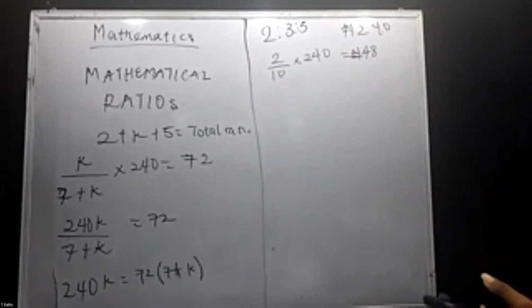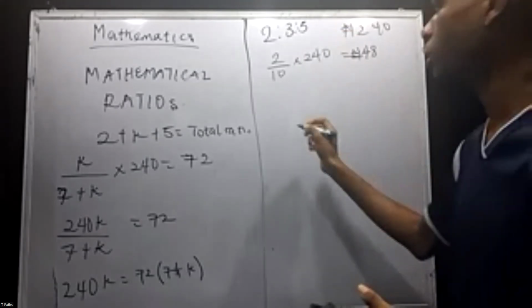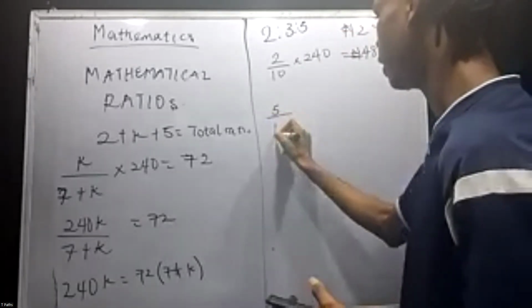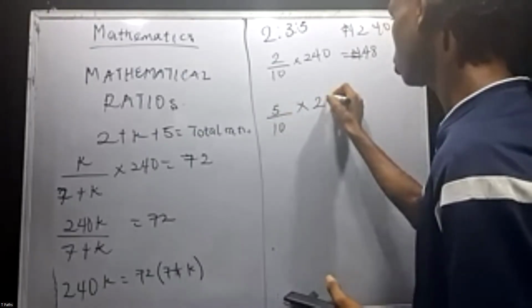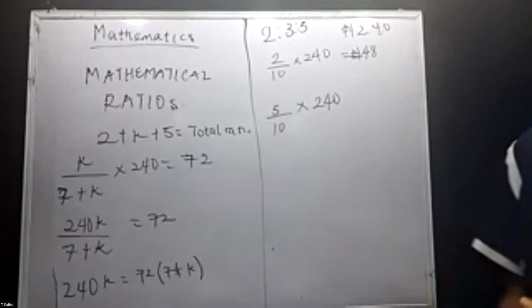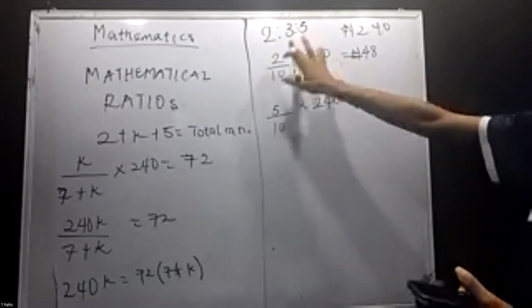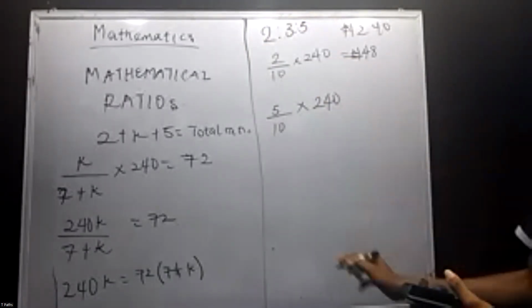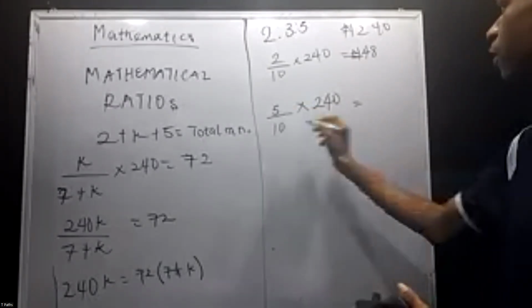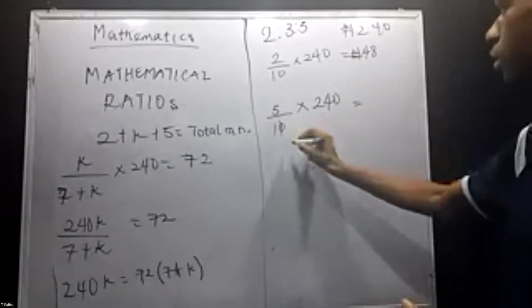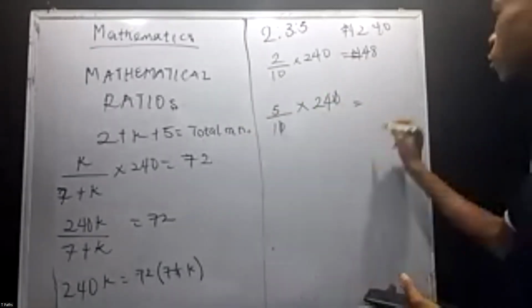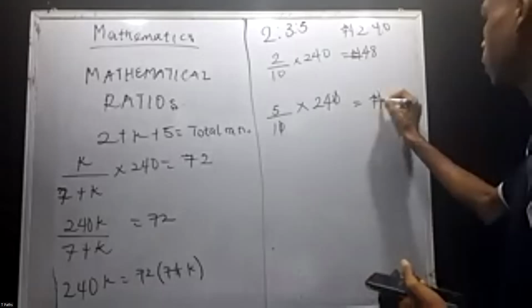Now let me calculate the share of the guy with a ratio of 5. 5 divided by 10 multiplied by 240. So it's basically straightforward. The ratio divided by the sum of the ratios multiplied by the amount shared. So here I'm going to have 24 times 5, this is going to cancel out this. So I'll be left with 5 times 24, which is 120 naira.